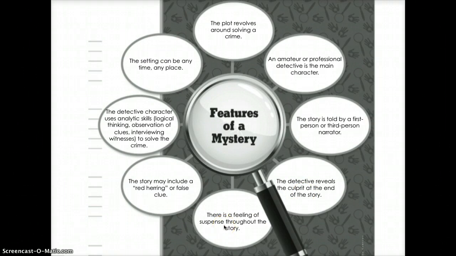There is a feeling of suspense throughout the story, just kind of as really wondering and building up in terms of that question or inquiry kind of thing. The story may include a red herring or a false clue, which kind of leads you the other way. The detective character uses analytic skills, logical thinking, observation of clues, interviewing witnesses to solve the crime. They don't just guess; they collect information and put that together to come up with an answer.